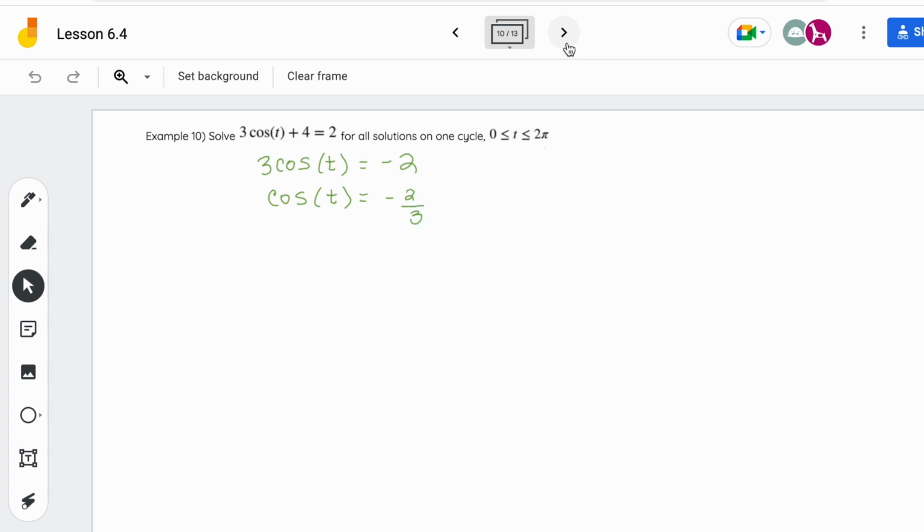We are in radians because I have pi here, so when I plug this into my calculator, we want to make sure we're in radians first. Thus, in order to solve for t, t is equal to the inverse of cosine of negative 2/3, which is approximately 2.301 radians.